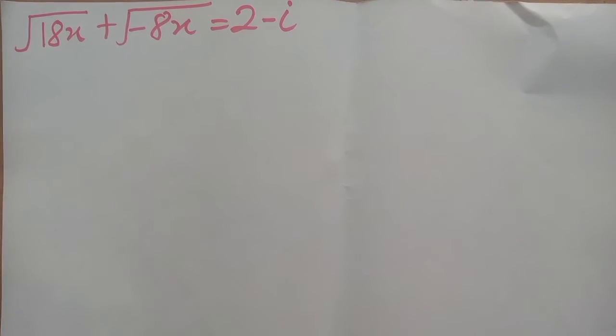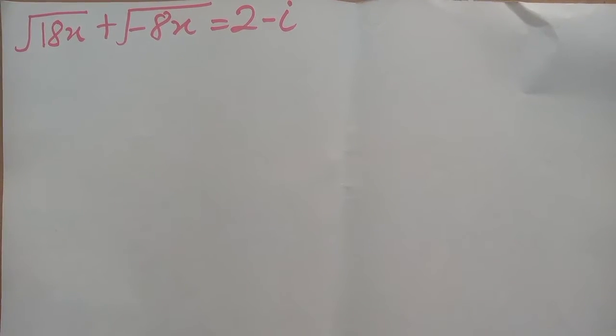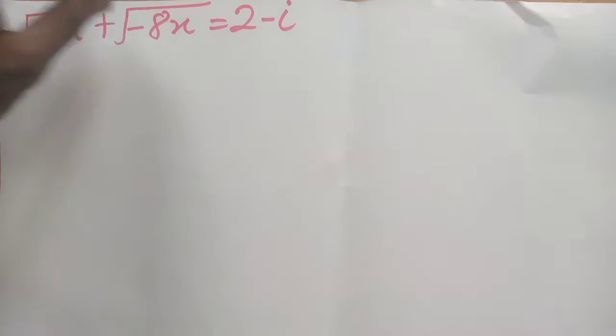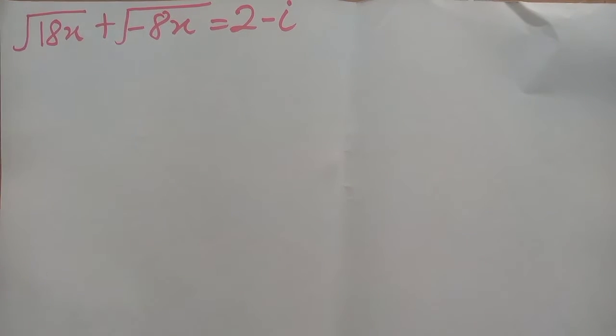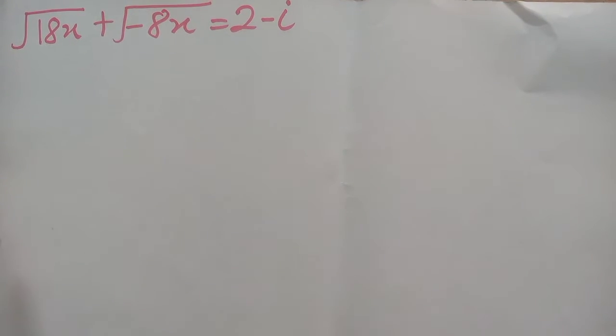Now in this video we have a radical equation. How do we solve this radical equation? It says that the square root of 18x plus the square root of minus 8x equals 2 minus i. Alright, so how do we go about this?